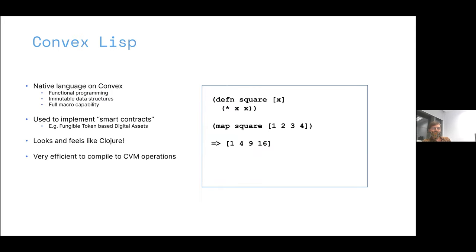We have a Lisp, a language on Convex, which is sort of the native smart contract language. We can compile other things to the CVM, but this is sort of the most natural language to use. And if anyone is familiar with Clojure, it is very much inspired by the Clojure language, which is another great JVM language. And these compile down to the raw CVM operations.